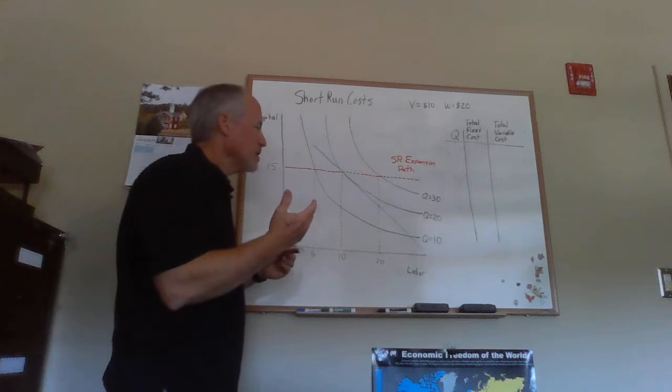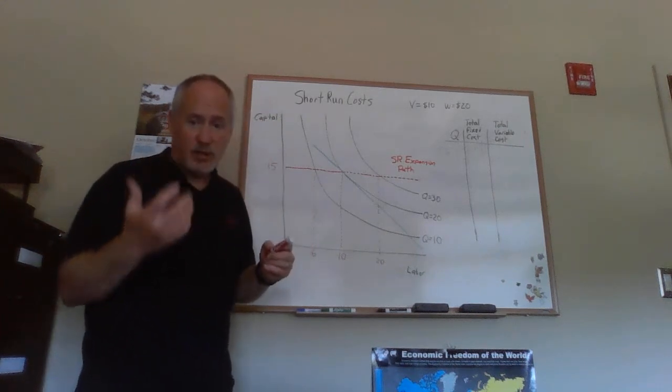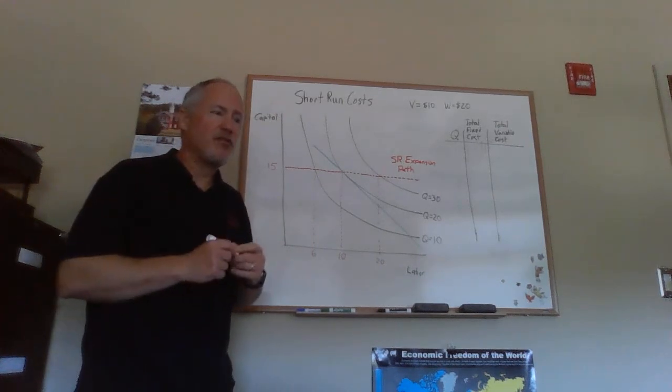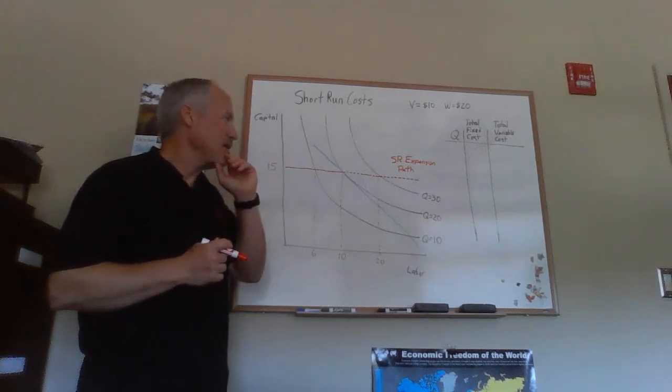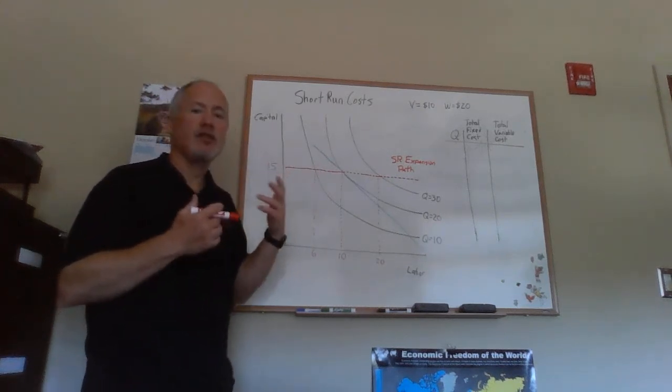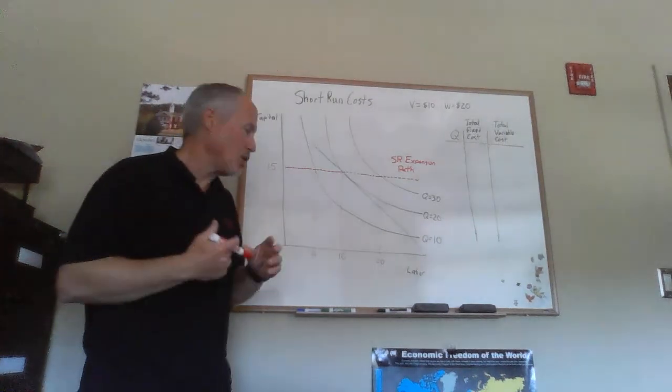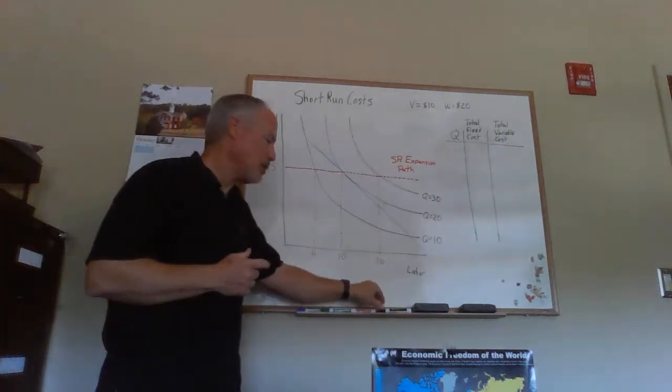This actually gives us the information, just as with the expansion path, it gave us the information for the cost tables of a firm. This path here with capital fixed in the short run gives us the information we need to construct the short run cost tables for the firm.